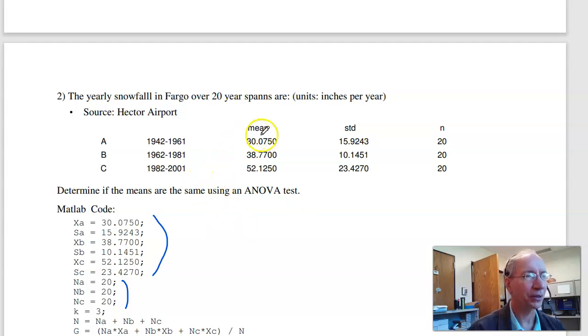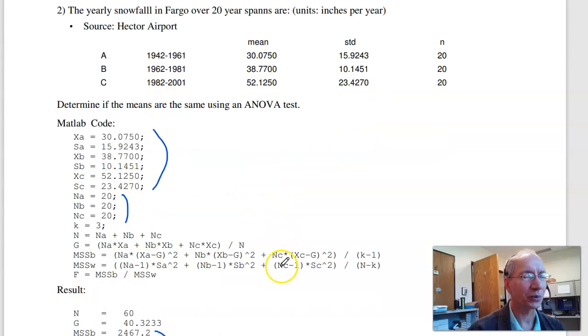It's not too surprising. 30, 38, 52. That's kind of a weird one. Had a lot of snow in those 20 years.